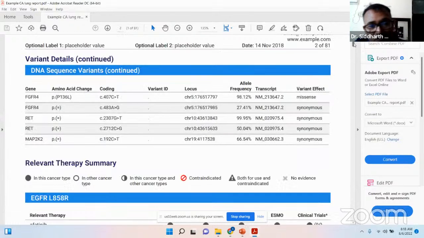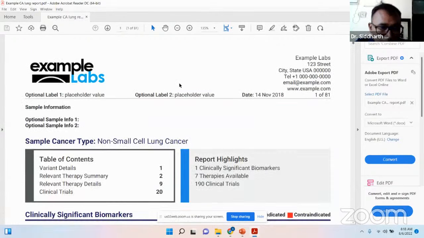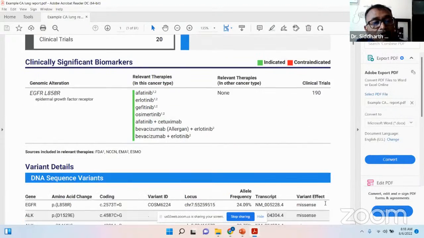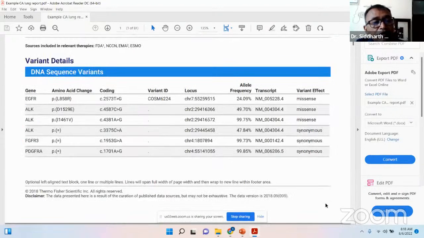I've just whitened the area which was showing the name of the patient. So it's non-small cell lung cancer, and if you see the mutations, there are about 5 of them that we had captured. There was the gene, this is the gene name, so EGFR gene, ALK, so 3 mutations in ALK, FGFR3, PDGFRA. So these are just the names of the different genes, right?